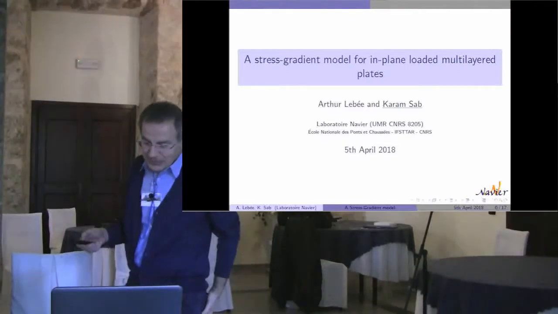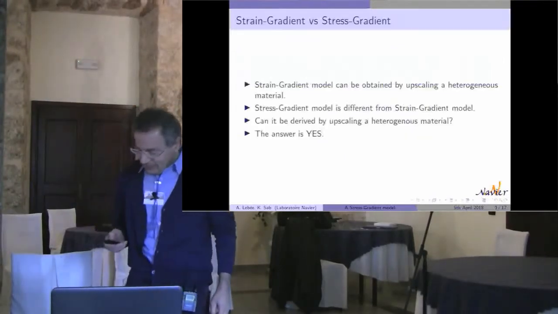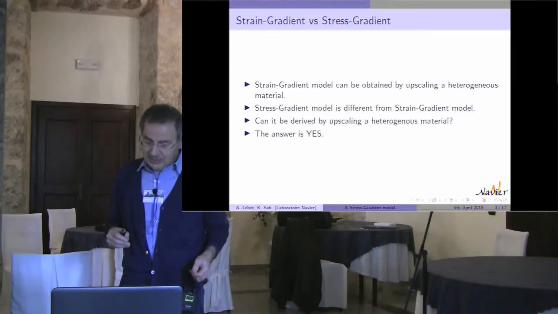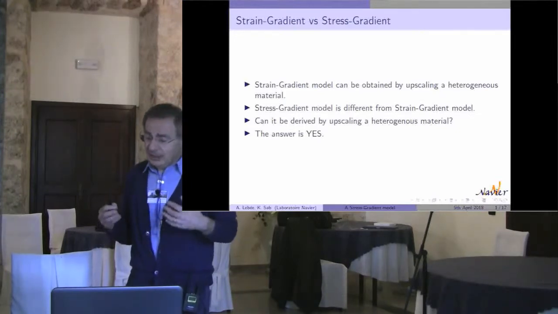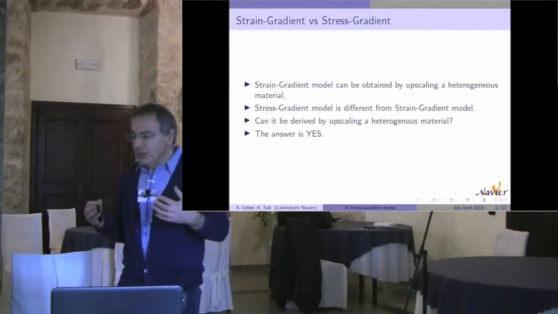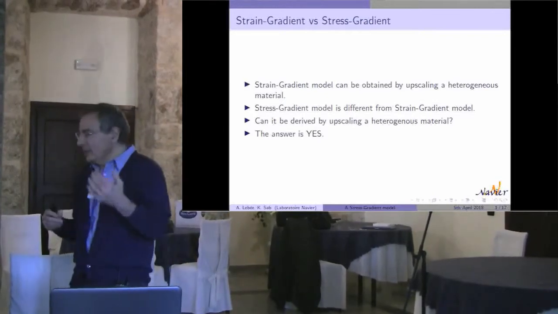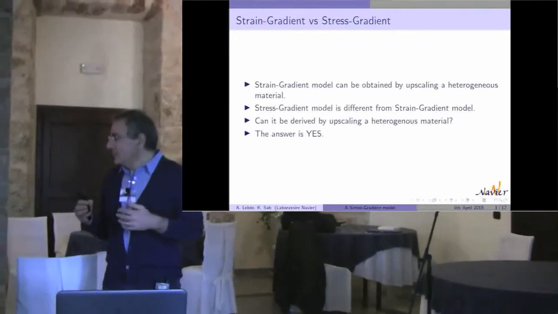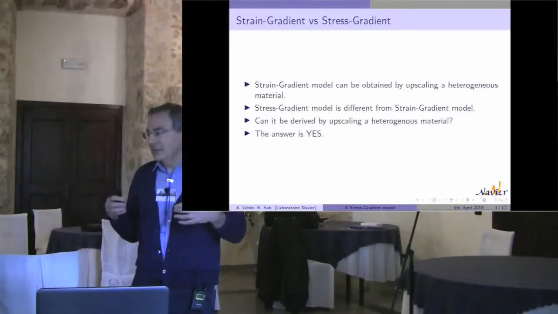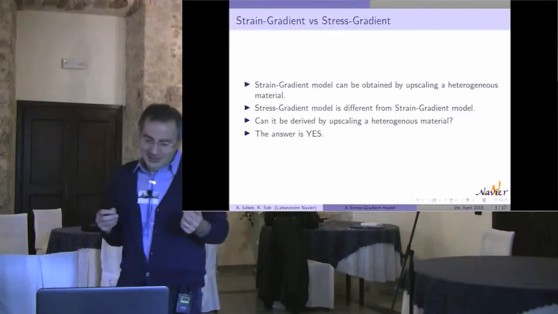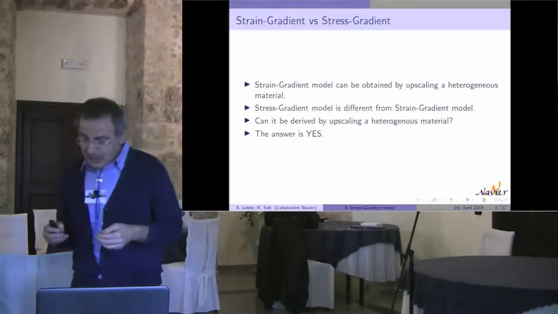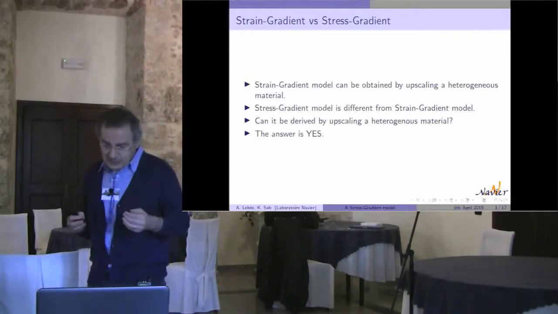So this talk is dedicated to deriving a stress gradient material from a heterogeneous material. I'm in the same idea to postulate a model and then to find if it is something which is conforming to this model. So I'm not saying that every heterogeneous material should be modeled as a stress gradient material, but I will show you a material which is suitable for this modeling.